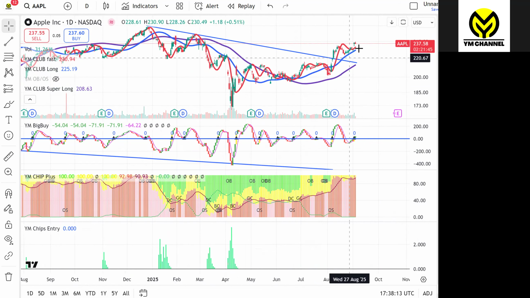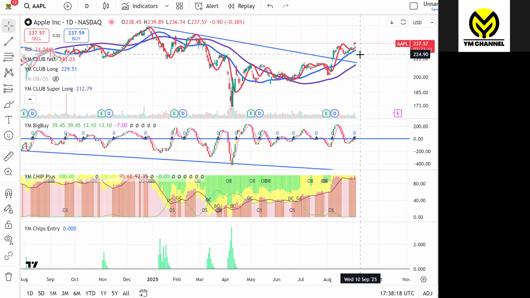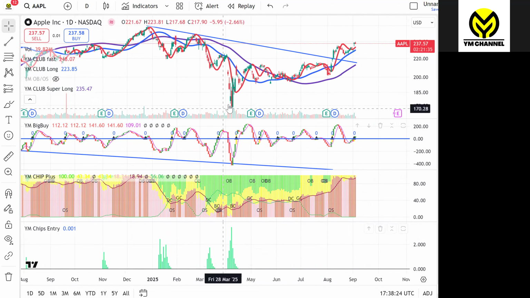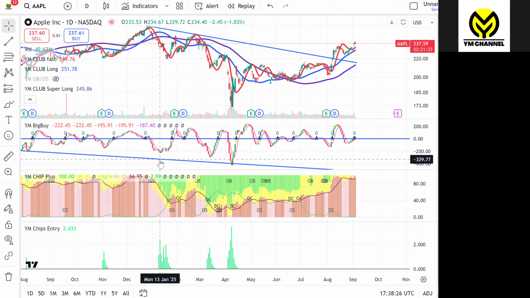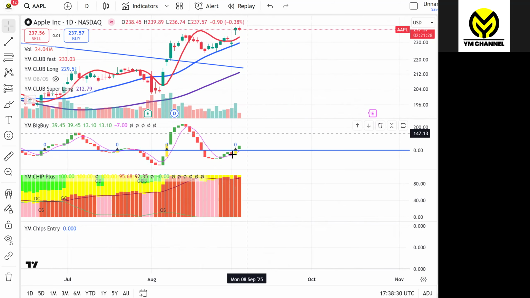The blue line is going up, so the trend is going upward. The purple is going up, so it's going upward. The money is going up, so it's very good. So it's no problem. The low is here, here, here. Okay, and the YM big buy, the big volume trade, is going above zero, so it's very good.